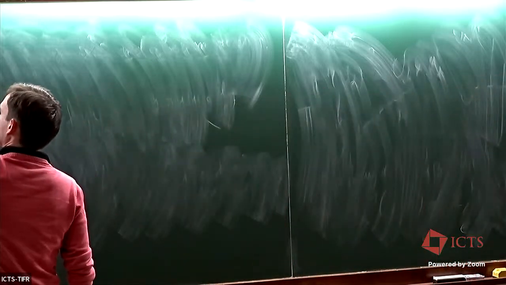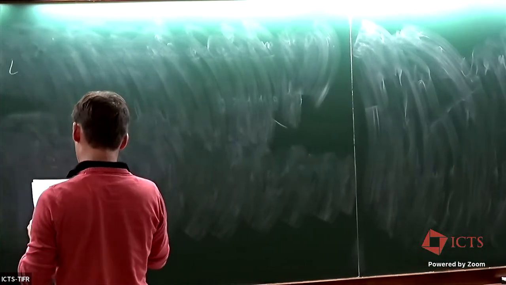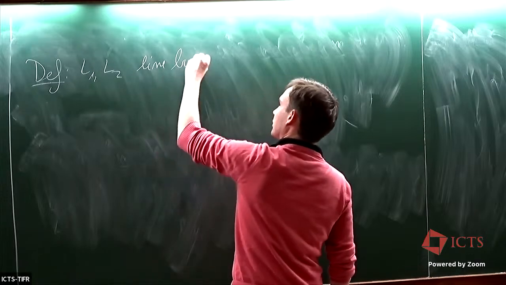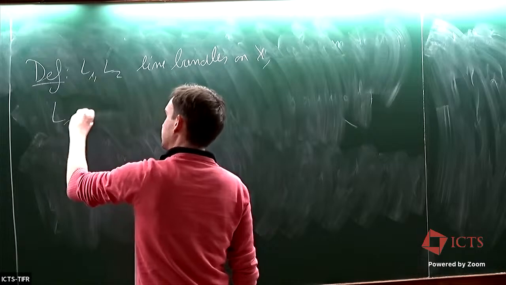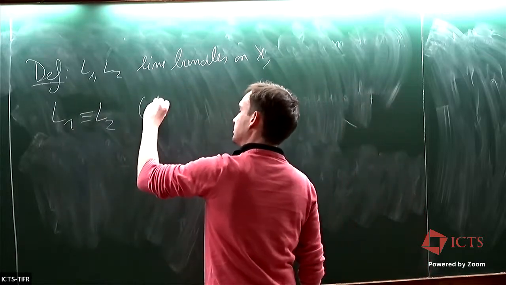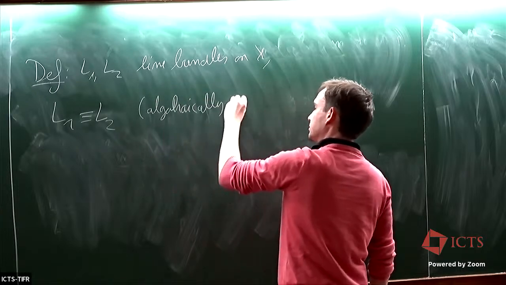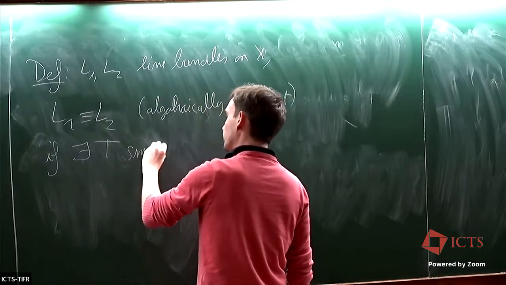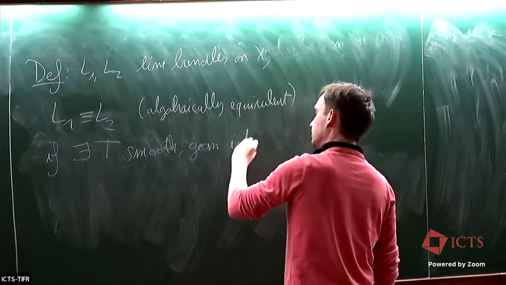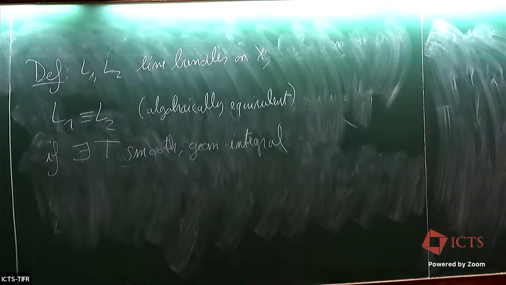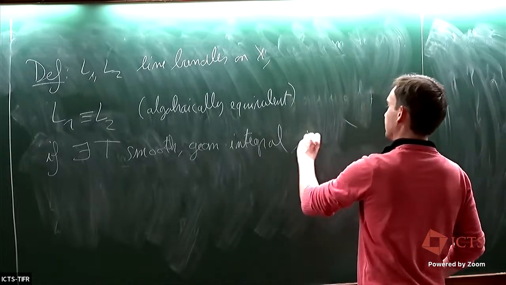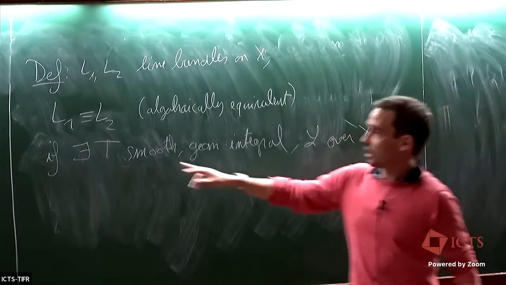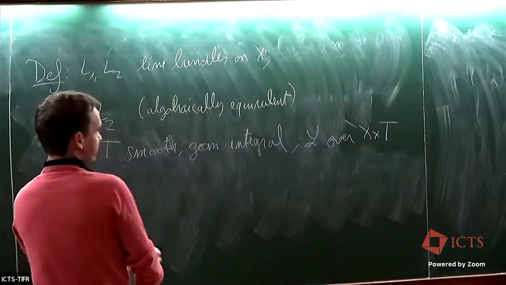Right? So, let me check, yes. I take two line bundles on X. I write them as algebraically equivalent if I can find another variety T, it's also smooth and geometrically integral, such that I can find T so that one slice of T, there is another also line bundle L over X times T, such that one slice of L gives me L1 and one slice of L gives me L2, basically.